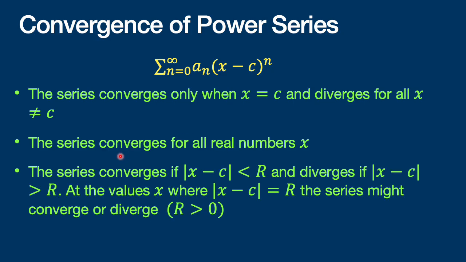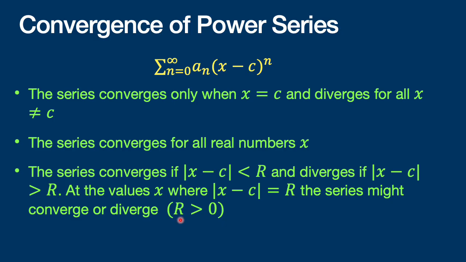The third option is the series converges if the absolute value of x minus c is less than r. If the absolute value of x minus c is greater than r, it diverges. But if the absolute value of x minus c equals r, we don't know whether the series converges or diverges. Especially, r is greater than 0. We call r the radius of convergence.